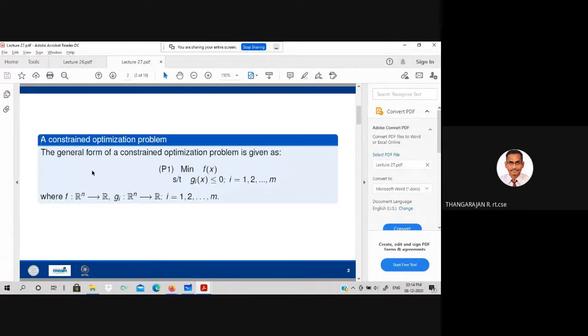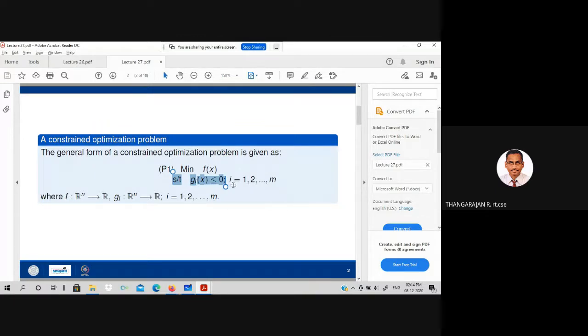Okay. So constraint optimization: the previous one was unconstrained optimization. Constraint optimization is where you still have to minimize the function subject to a constraint. You are given a constraint. For the previous case, this was not there.